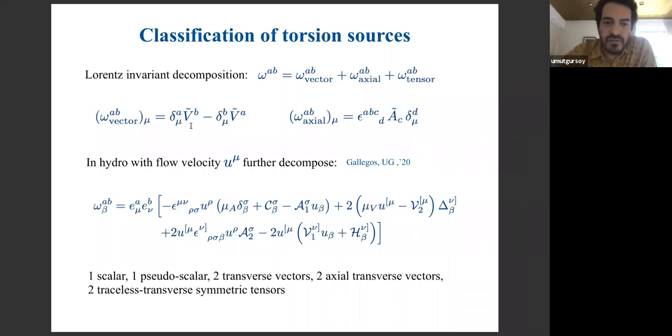If you do this, what you see is that this 24 degrees of freedom is separated into one scalar, which is just mu v here, this chemical potential, and there is an axial chemical potential, a pseudoscalar, 2 transverse vectors, transverse to u mu, 2 axial transverse vectors coming from this, and also one axial and one vector from the tensor part. What I mean by axial here is that it's antisymmetric under parity transformation. And then there are two traceless transverse symmetric tensors with 5 degrees of freedom each. So in total, there's 5 + 5 + 4 × 3 + 2, which is 24.